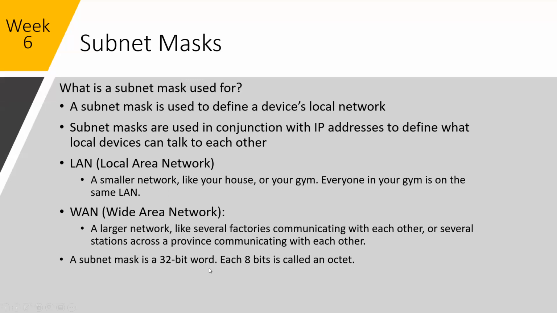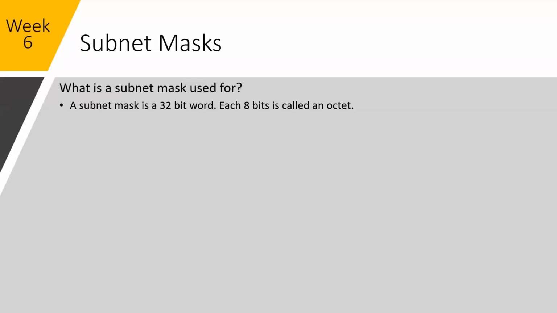So the subnet mask is also a 32-bit word and broken up into different octets, just like an IP address. An example, and the most common example, is 255.255.255.0. 99% of the time, you'll find that most networks will use this subnet mask because it's the most open. A subnet mask is a 32-bit word. Each 8 bits is called an octet. For example, 255.255.255.0.